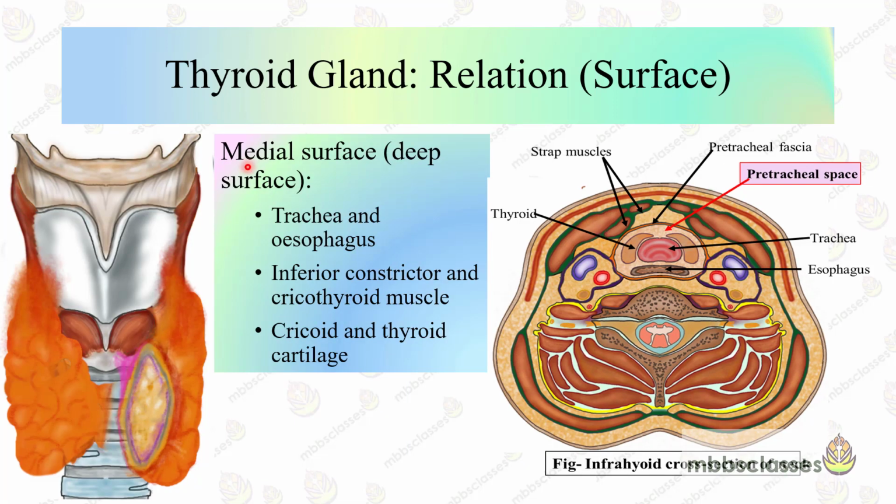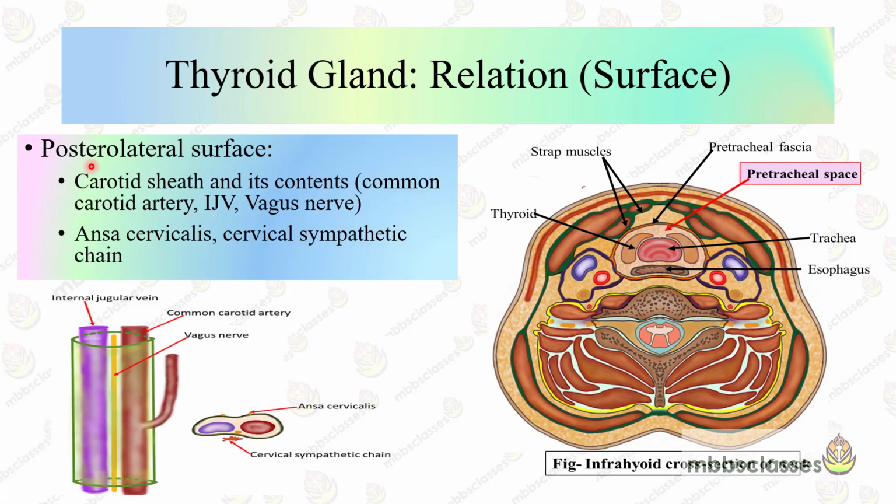If you see the medial surface, which is the deep surface of the thyroid gland, so this is the medial surface of the thyroid gland. The medial surface is related to the trachea and esophagus. So this is the trachea, and this is the esophagus. The medial surface is also related to the inferior constrictor muscle, as we have seen in the previous diagram, and the cricothyroid muscle. This is the cricothyroid muscle connecting the cricoid to the thyroid, and also related to the cricoid and thyroid cartilage. So this is the thyroid cartilage, and this one is the cricoid cartilage.